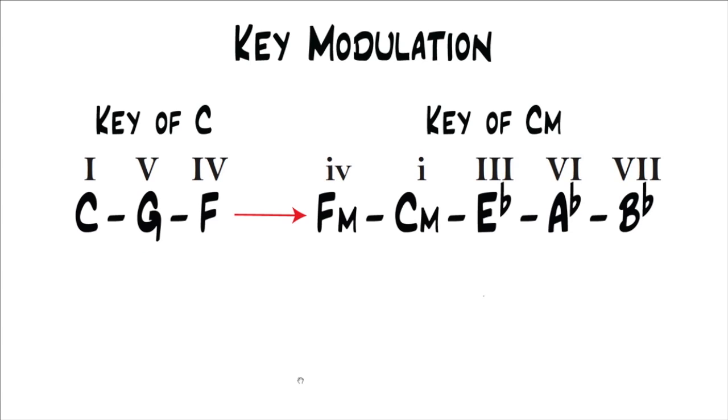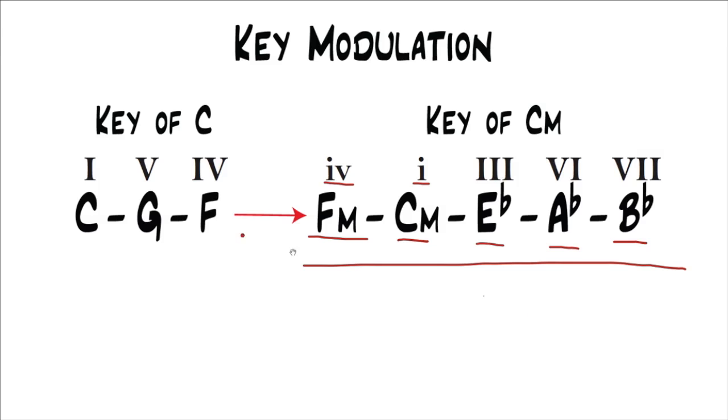So here's an example. If you're in the key of C and we played a 1-5-4 in the key of C, which is C, G, F, then if we wanted to go into C minor, we could turn that F into an F minor, which then becomes the 4 of the key of C minor, and then we could play something like C minor, E flat major, A flat major, B flat major, which are all from the key of C minor, and then we firmly established that we're in the key of C minor now. We didn't just borrow chords from the key of C minor and stay in the key of C major. We've actually modulated to the key of C minor.